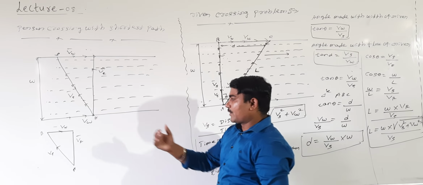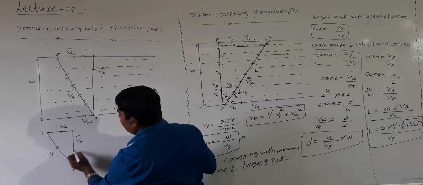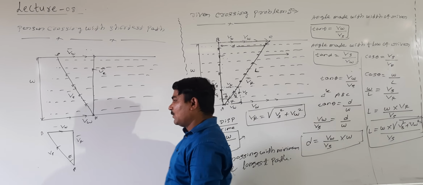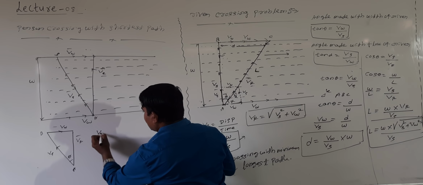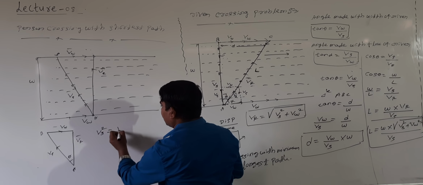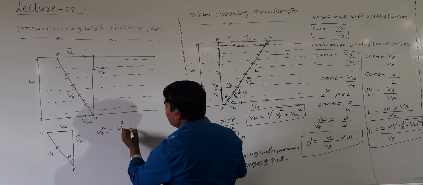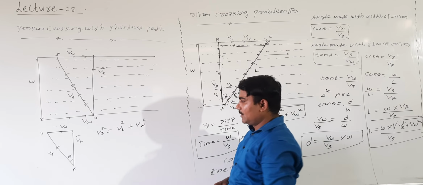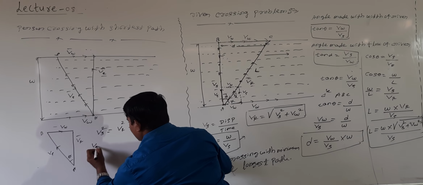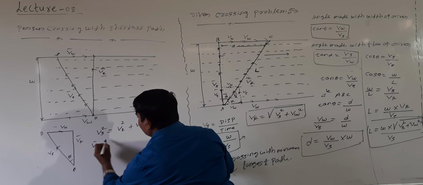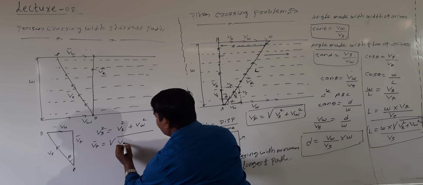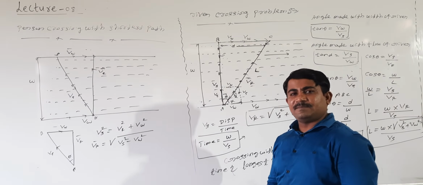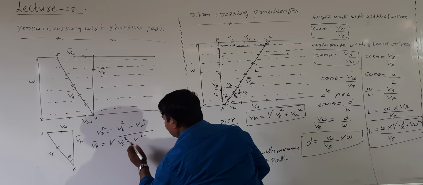Then look here. Actually, this we are calling the angle. Now apply the Pythagoras theorem here. Vs square is equal to what? Vr square plus Vw square. Vs square equal to Vr square plus how much? Vw square. Right or wrong? Or shall I directly write Vr equal to under root of Vs square minus Vw square? This is the resultant velocity.